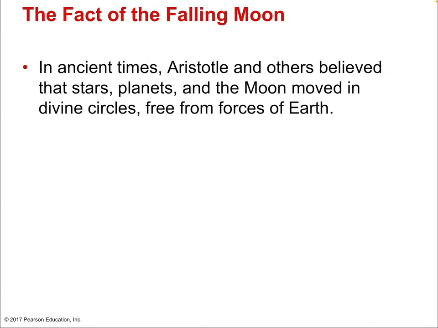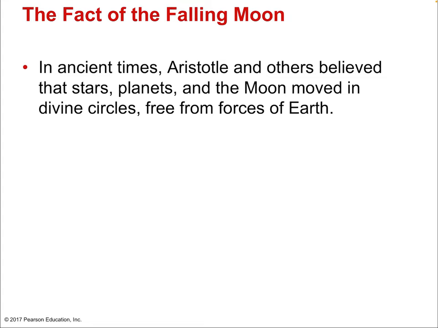So in ancient times, Aristotle and others believed the stars, planets, and the moon moved in divine circles. Okay? So, and they weren't far off. A lot of orbits are close to circles, but there's nothing divine about them, and most of them aren't perfect circles. Okay? And it depends how accurately you want to measure it, right? Whether you call it a perfect circle or not. But some orbits, even in our own solar system, aren't circles at all. They're really stretched out, elongated. That's called an ellipse. We'll talk about that more.